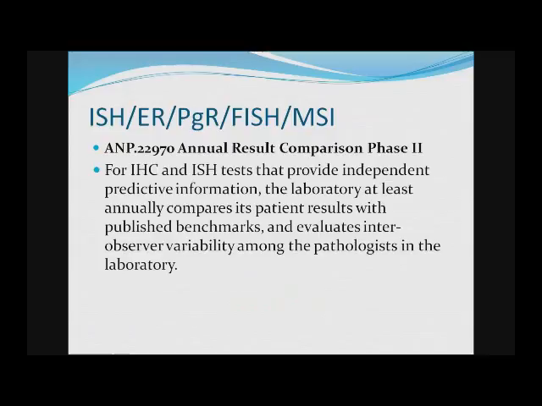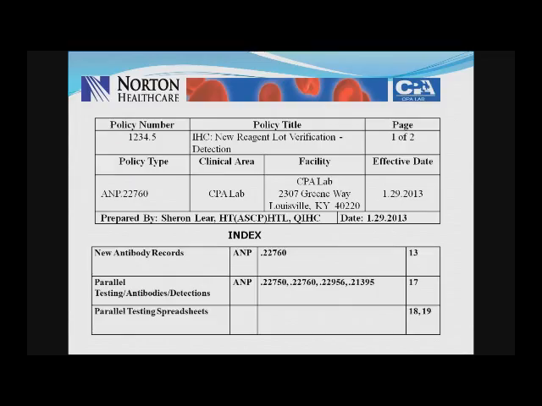Now, if you are doing immunohistochemistry and ISH for predictive information, the laboratory at least annually compares its patient results with published benchmarks, and the pathologists do need to keep track of this information. To help when I get inspected, I like to put on my index where the CAP numbers are, which pages they're located on, and this is just an example of one page.